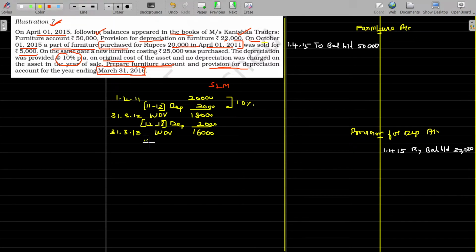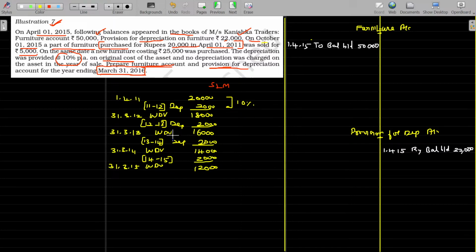Again, 13 and 14, depreciation here is 2,000 rupees. Today it's worth rupees 14,000, and this is nothing but WDV on 31/3/14. And 14 and 15, another 2,000 is subtracted, then this value is 12,000. So the WDV of this asset on 31/3/2015 is 12,000 for this current year.